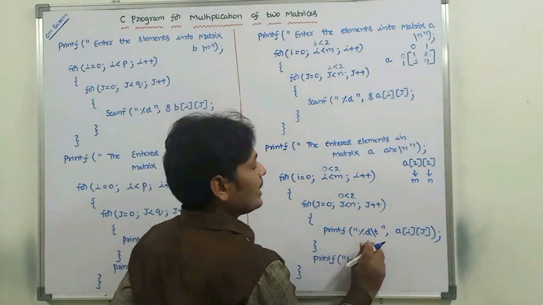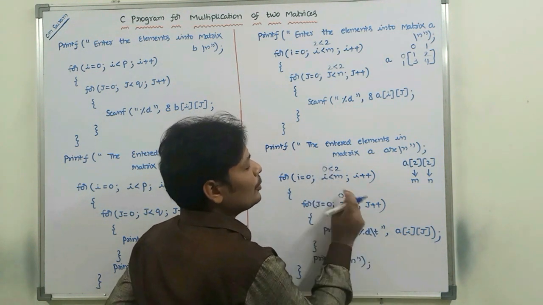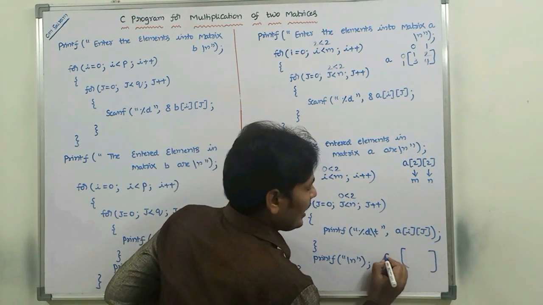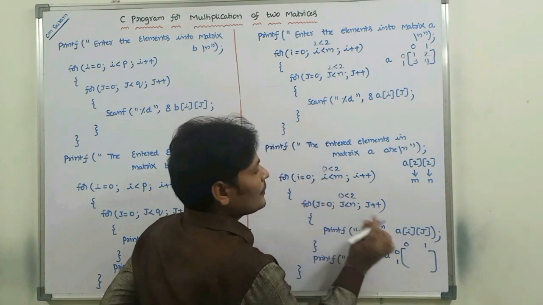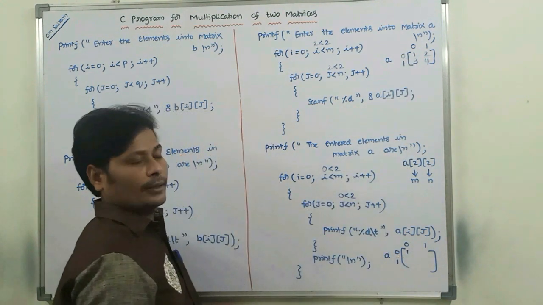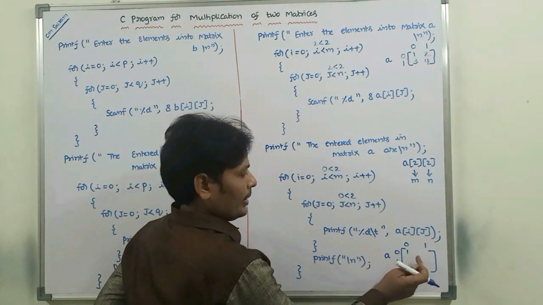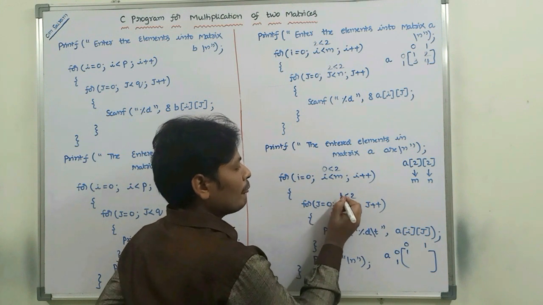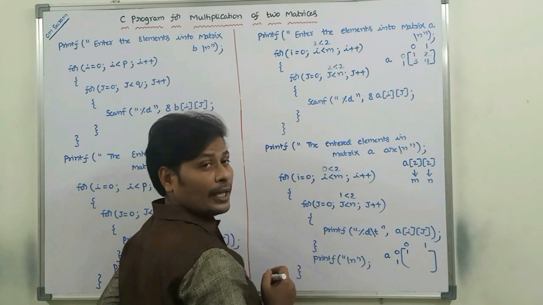Printf percentage d slash t a of I value 0, j value 0, a of 0, 0. So here this is matrix A, this is 0, this is 1, this is 0, this is 1. A of 0, 0. What is the element we read? 1. 1 is printed here. Next, after that slash t. Slash t means this space is occurred. Next, j value is incremented. Now j value 1, 1 less than 2. Condition true. Then the control goes to the body of the inner for loop.